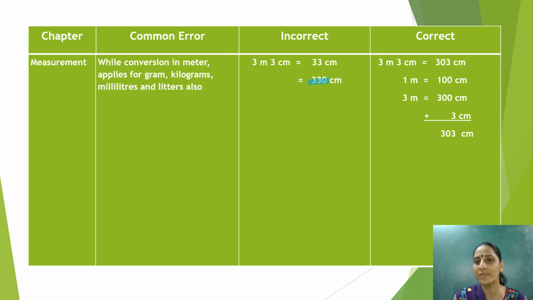What is the correct method? Over here they have to first write down the basic formula, that is 1 meter equal to 100 centimeter, right? And then 3 meter equal to 300 centimeter, right? Now the remaining 3 centimeter they have to add over here to the 300 centimeter, right? So they are getting the correct answer of 303 centimeter, right? So such mistakes children are doing in the measurement.